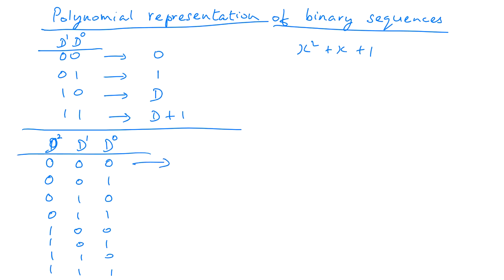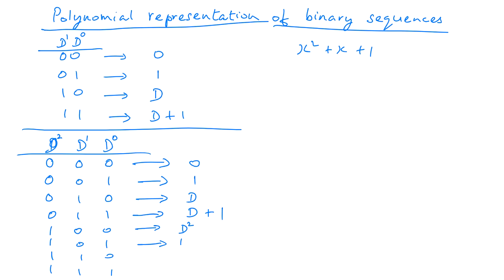So obviously this is all 0. So the polynomial is simply 0. This one, the polynomial is 1 because only d power 0 is present. D power 0 is 1. This is going to be simply d power 1, which is d. This is d power 1 plus d power 0, which is 1. What is this? D power 2. D power 1 term is 0. D power 0 is 0. So it's simply d square.